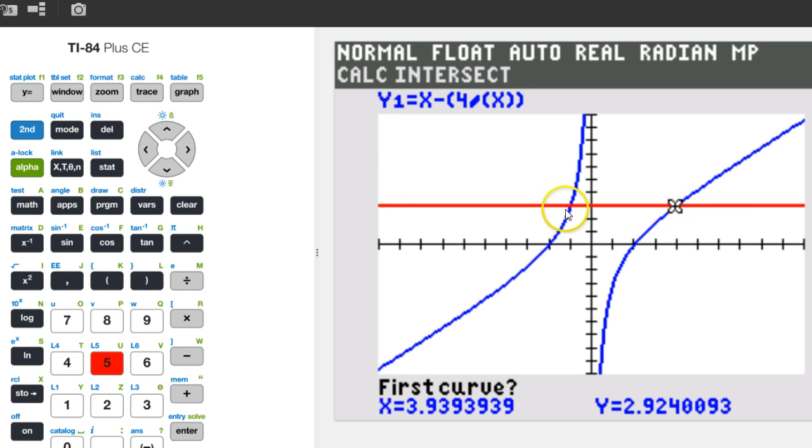So I'm going to go off screen, but I'm just going to scroll all the way over here. You know what, maybe on the blue function, I'll just do it off camera. So here I am close to the point of intersection. I'm going to just hit enter 3 times.